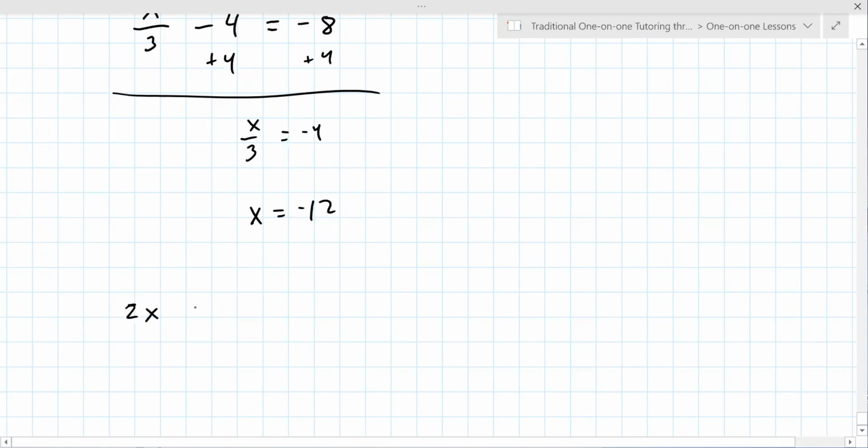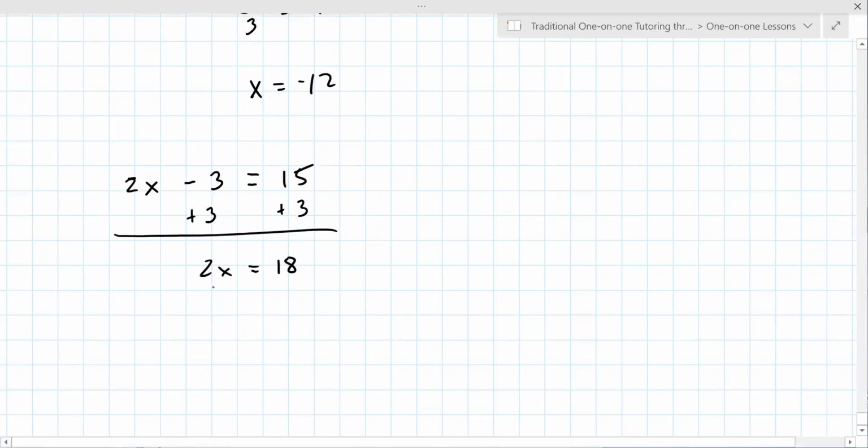2x minus 3 equals 15. x equals 6. What was the first thing you did here to undo subtraction by 3? Add 3 on each side. So I get 2x equals 18. Yep, is that what you got? And then you divide both sides by 2. Okay, so I get x equals 9.